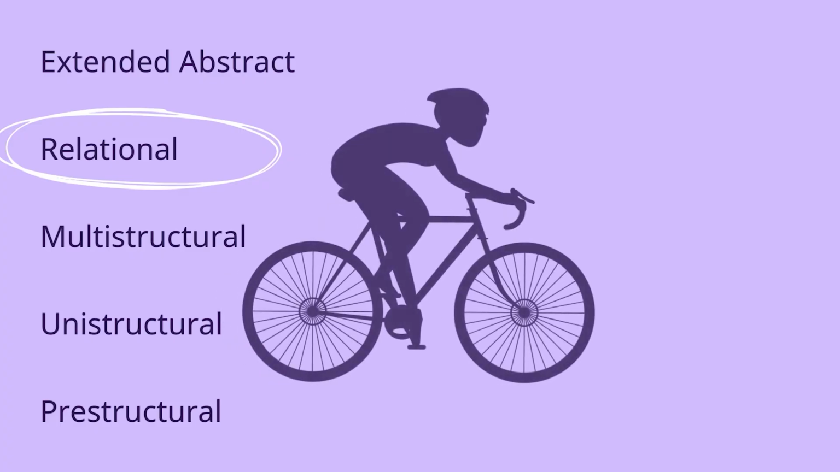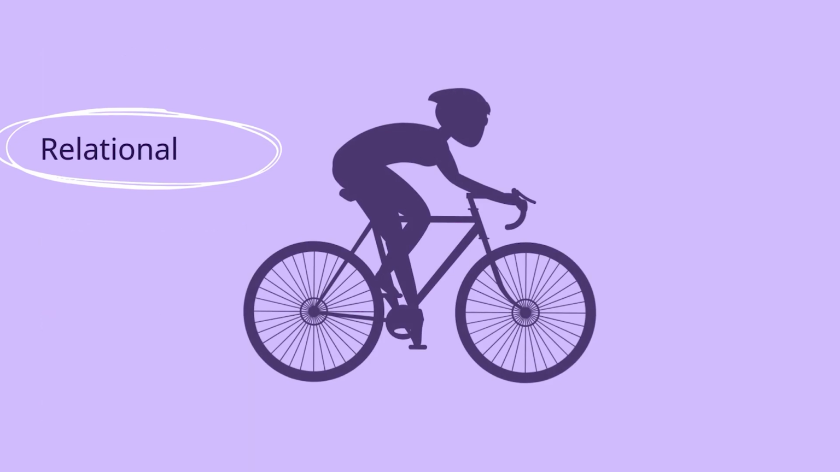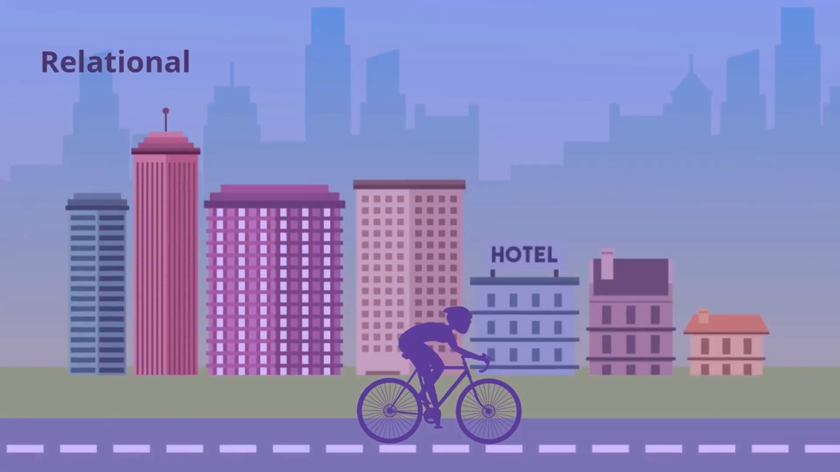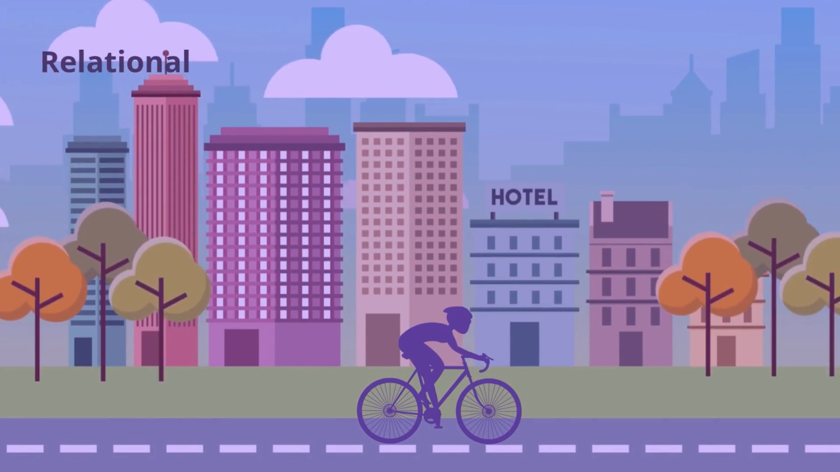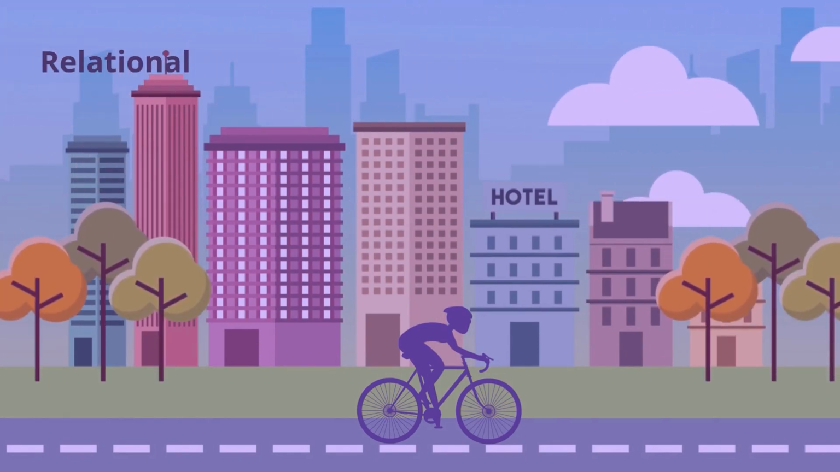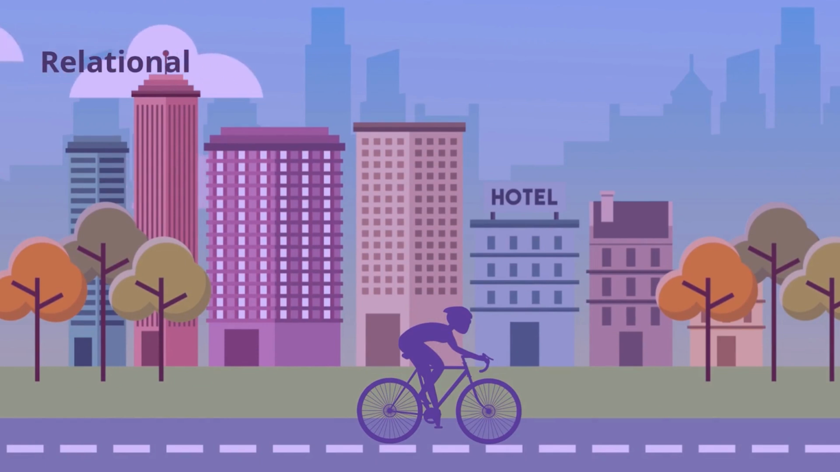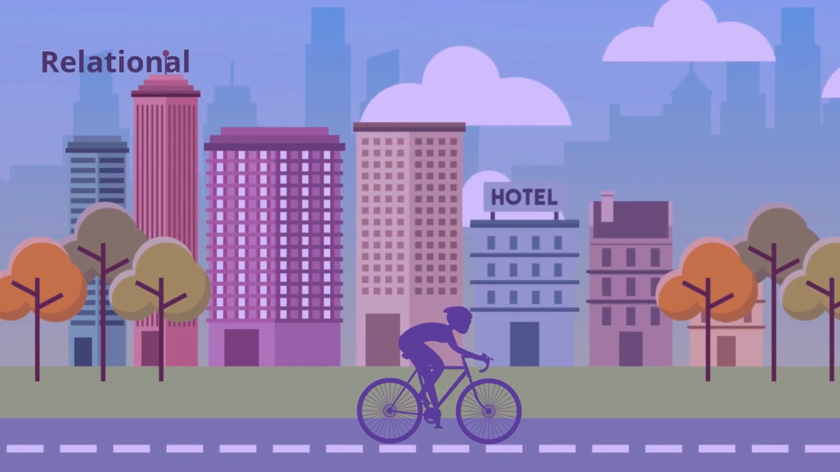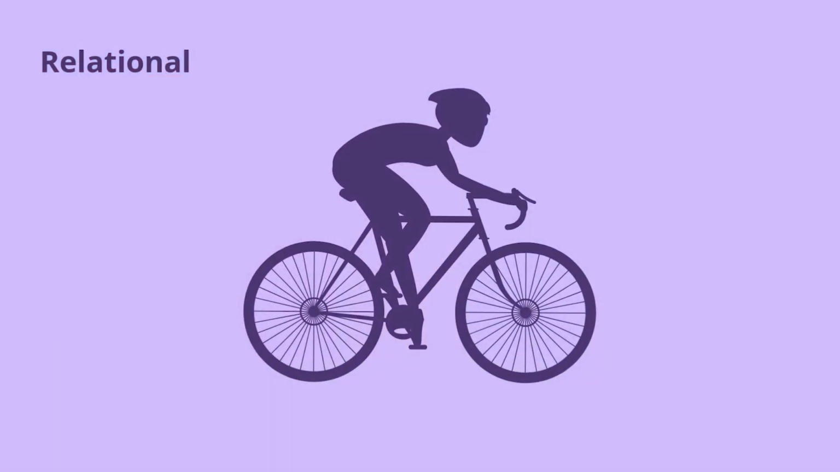Then, with more experience, they reach the relational level. At this stage, everything comes together. They can pedal, steer, and balance automatically without having to think about it. They've integrated these skills smoothly and can now adjust instinctively, leaning into corners, braking at the right time. They have a competent, connected understanding of how to ride a bike. But they can still go beyond this.